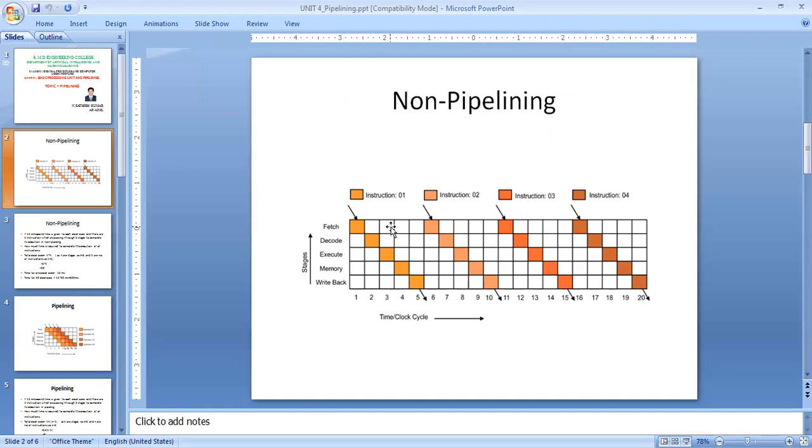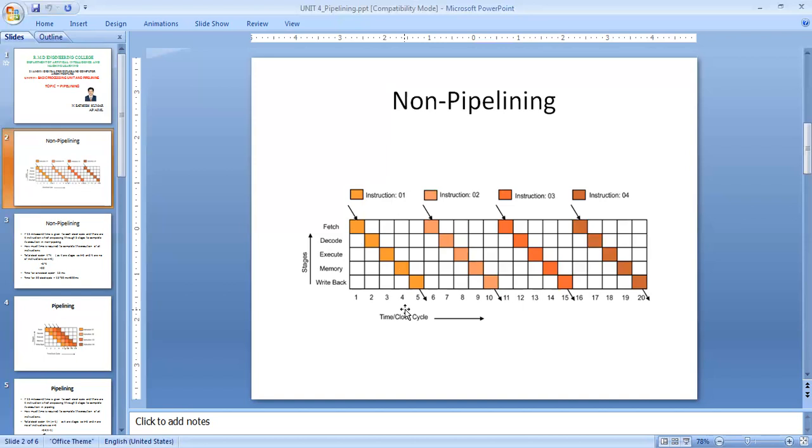And in this case, non-pipelining, we have 4 instructions. Each instruction will be carried out after the previous instruction has completed. Instruction 2 will be started after completing instruction 1 completely. Similarly, instruction 3 will be started after completing instruction 2. Instruction 4 will be started after completing instruction 3. So each instruction must perform those 5 stages. Each instruction takes one cycle for each of the 5 stages.